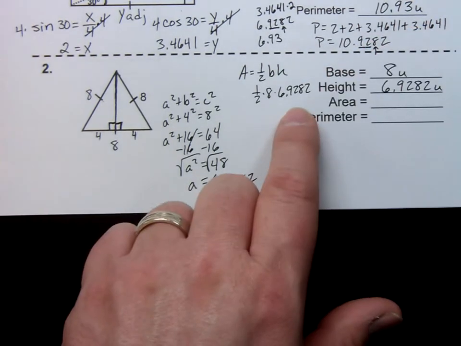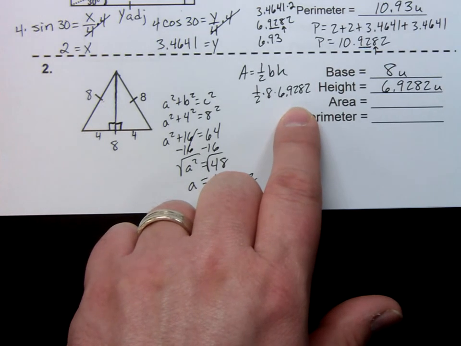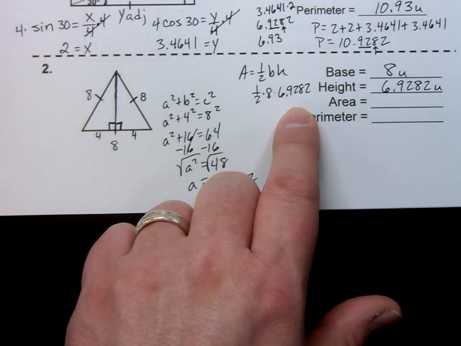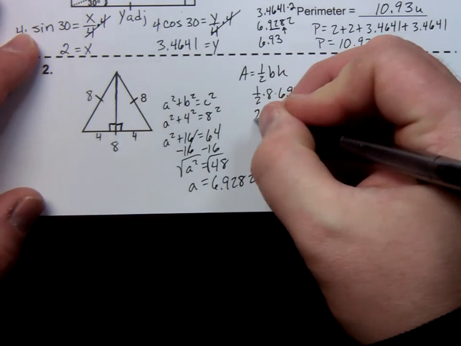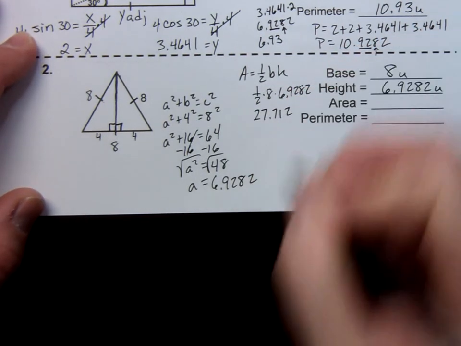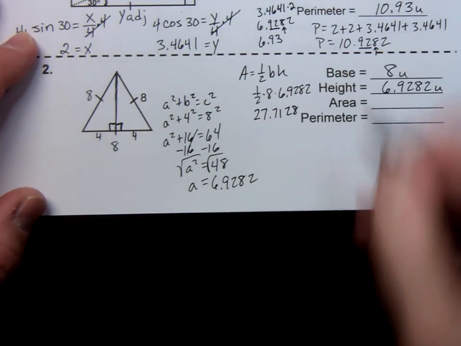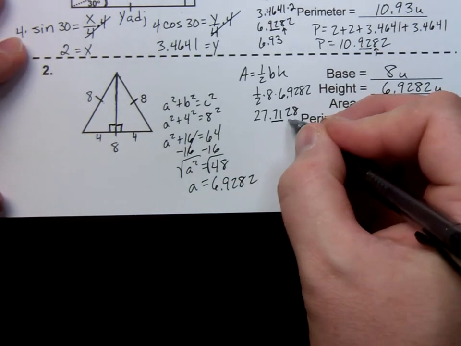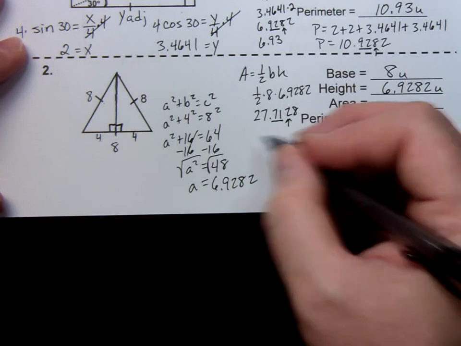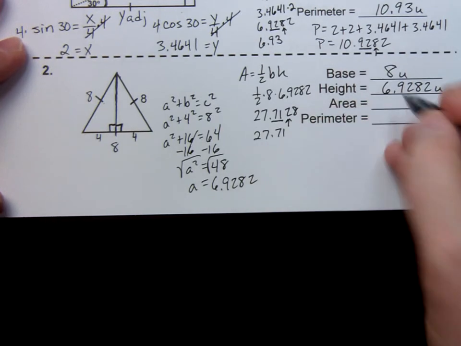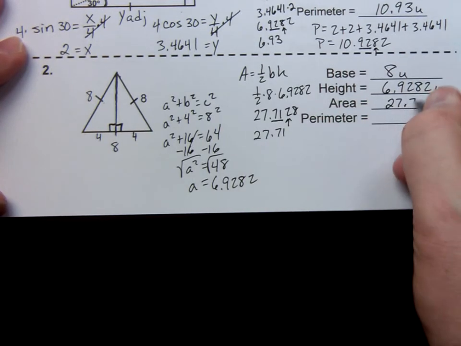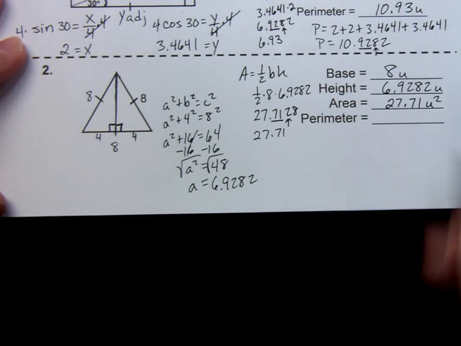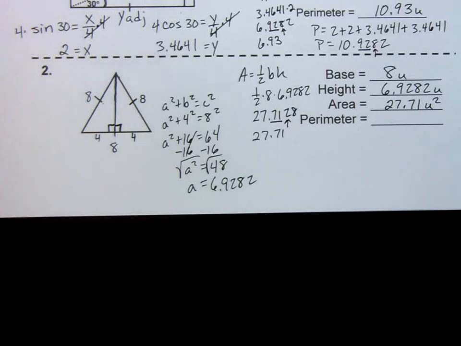So we'll go ahead and put that in the calculator. Multiply that height times 8 and times 1/2. And we get something like this. So when we round it to the nearest hundredth, I'm keeping 2 numbers after the decimal. Next number is a 2. That is not big enough to round up. So we'll keep it as 27.71 area units squared. Always two-dimensional, always units squared.